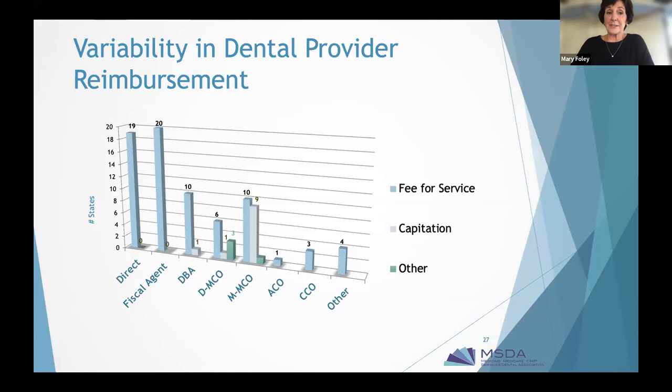By and large, you can see we have states that are still paying a fee for service despite our move to value-based care, and we'll talk a little bit about that in a few minutes. And value-based care, meaning paying for performance or performance measurement or incentives, if you will. At the end of the day, we in dentistry still, by and large, pay our dental providers fee-for-service.